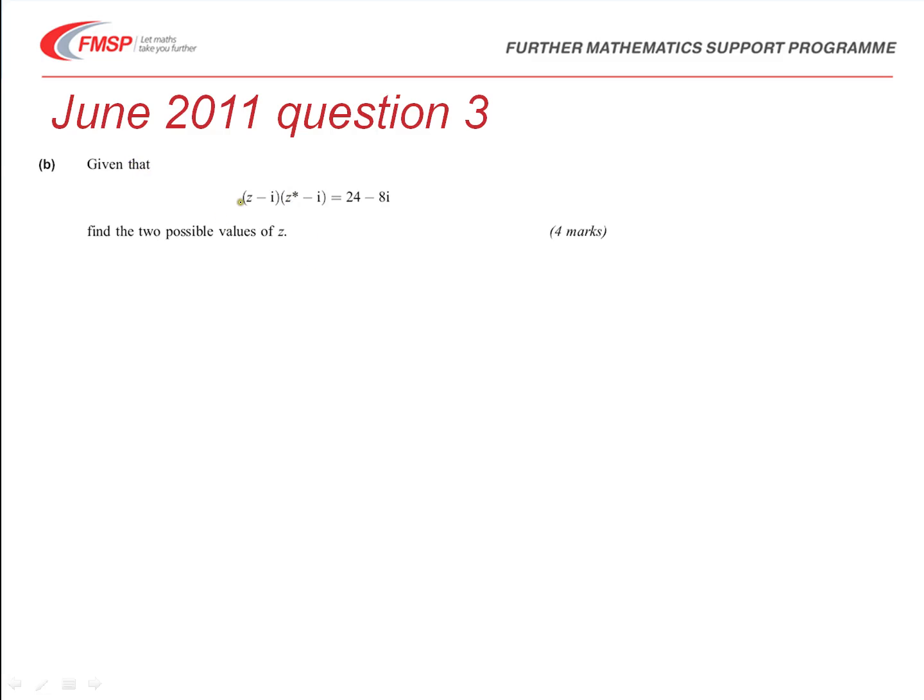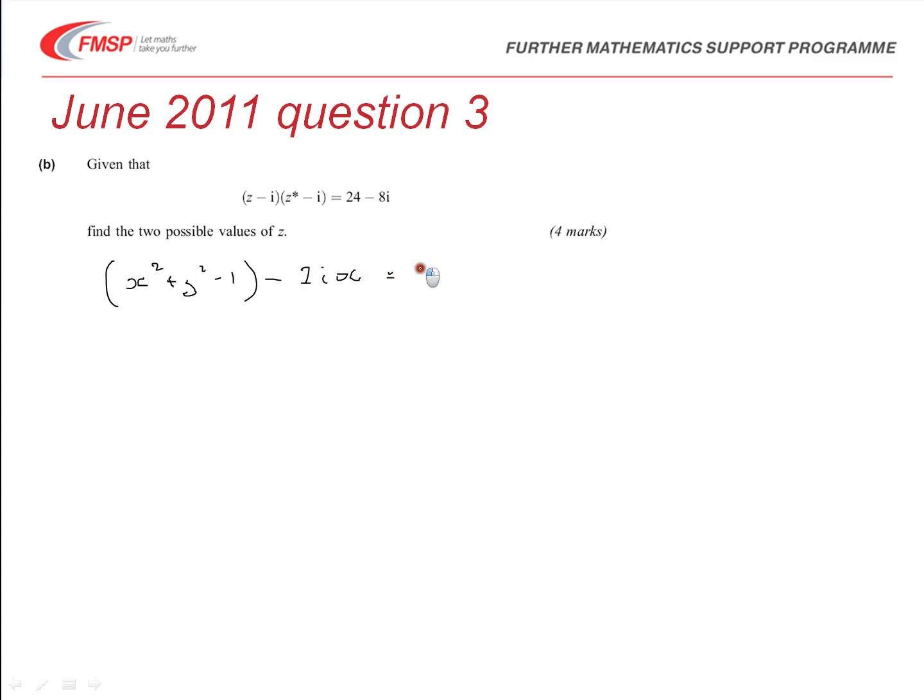We're then given the fact that z minus i times z star minus i, the complex conjugate z minus i, is equal to 24 minus 8i. And we've got to find the possible values of z, remembering that z is x plus yi. So I can write the fact then, because I know from part A that z minus i times z star minus i is equal to x squared plus y squared minus 1 minus 2ix.